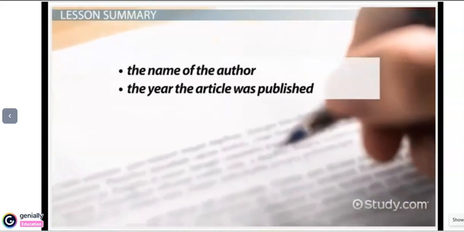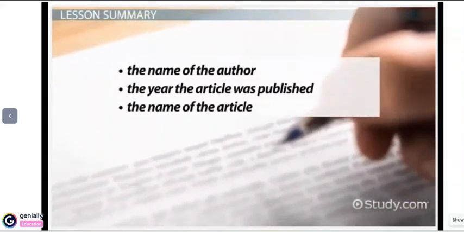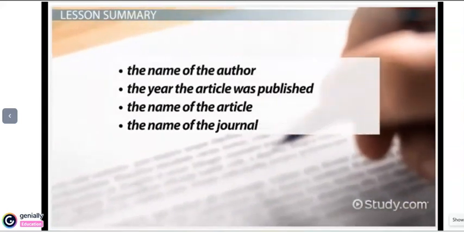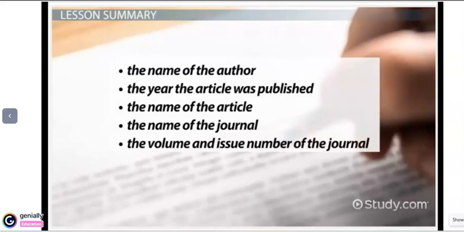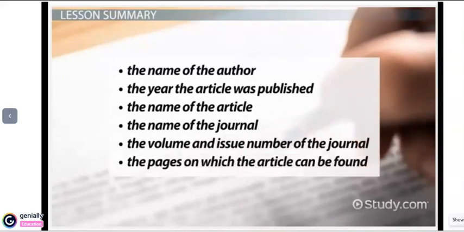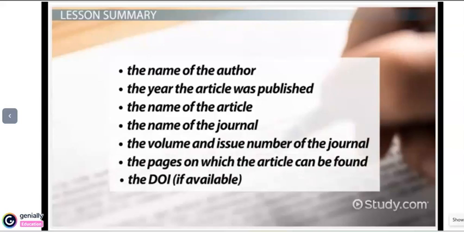Journal article citations need the name of the author, the year the article was published, the name of the article, the name of the journal, the volume and issue number of the journal, the pages on which the article can be found, and the DOI or Digital Object Identifier.